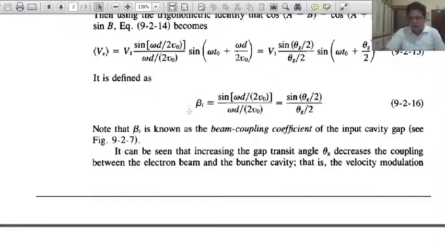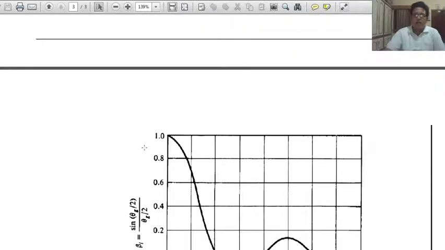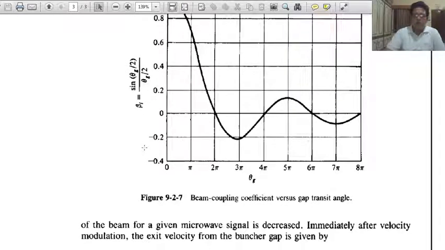Beam coupling coefficient means the coupling of the beam depends upon this coefficient. This is the beam coupling coefficient of the input cavity, which is shown here in this diagram, beam coupling coefficient versus gap transit angle. Here theta z is the gap transit angle and this is the beam coupling coefficient, beta I equal to sin theta z upon 2 upon theta z upon 2.